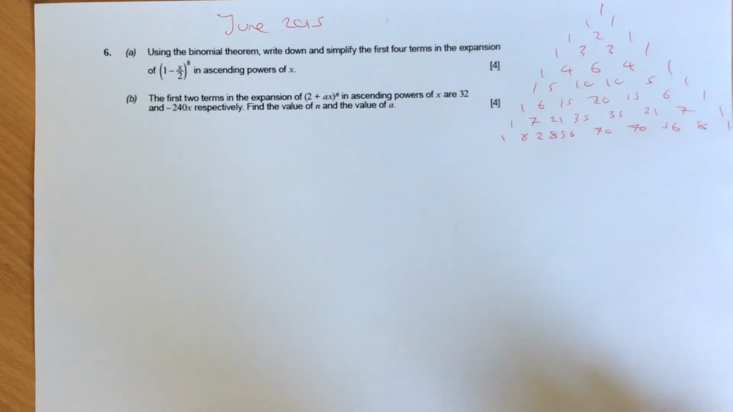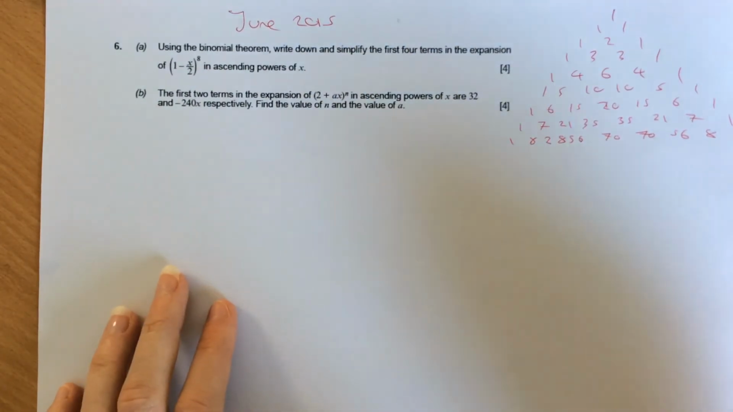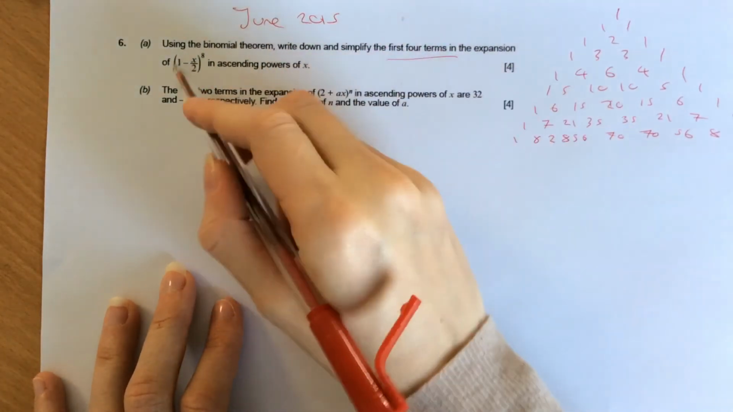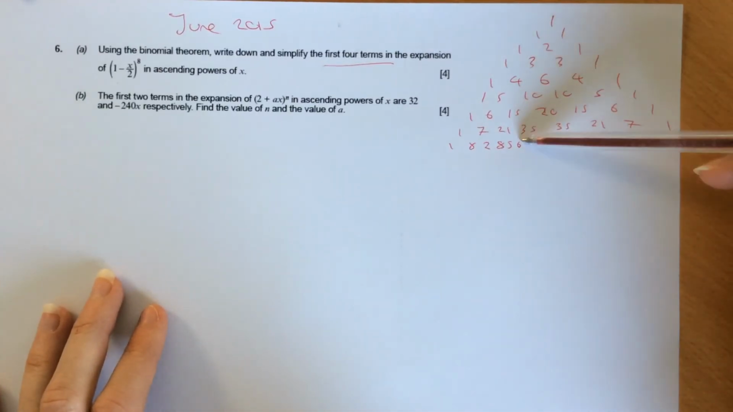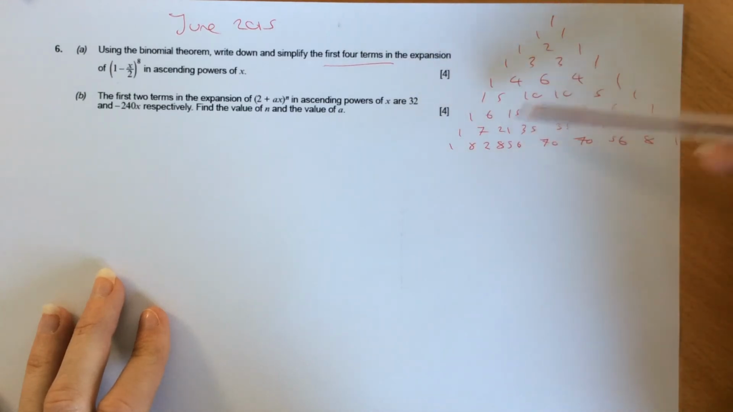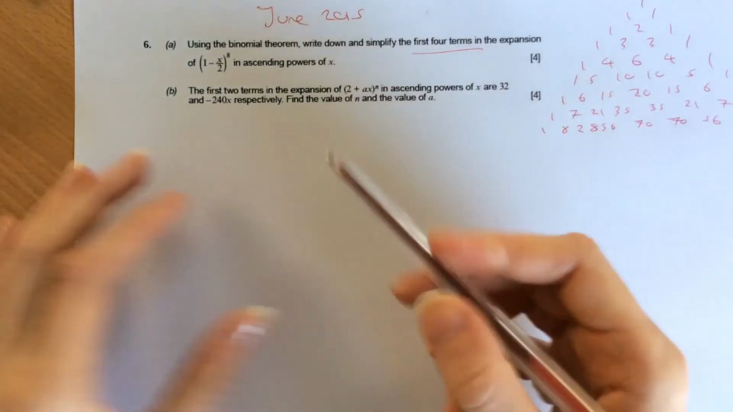Okay, this is C1, June 2015 on the binomial theorem. So we're just writing the first four terms of this to the power of 8. So we're going to use Pascal's triangle. I've already written here up to 8 rows because the power of 8. So this is the 8th row and we're using the first four terms.